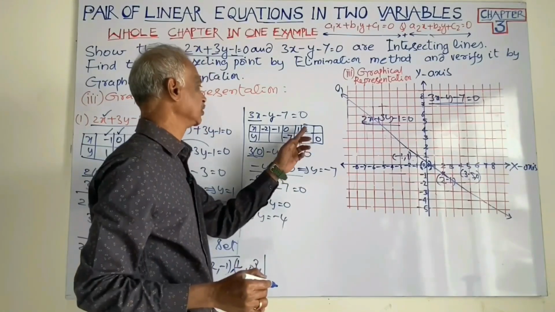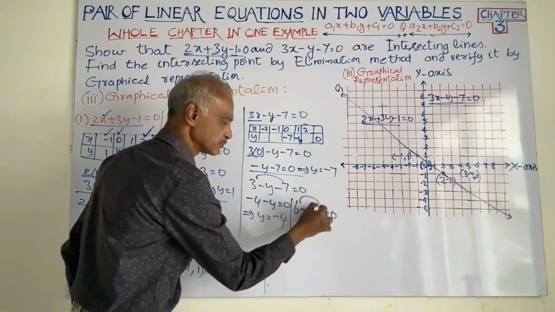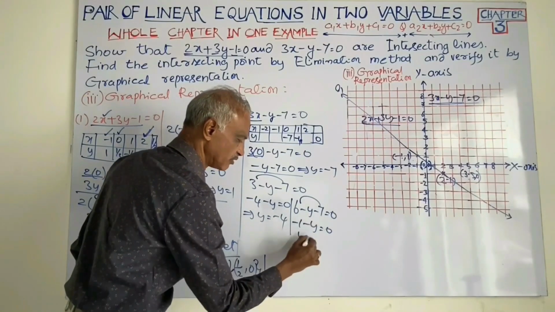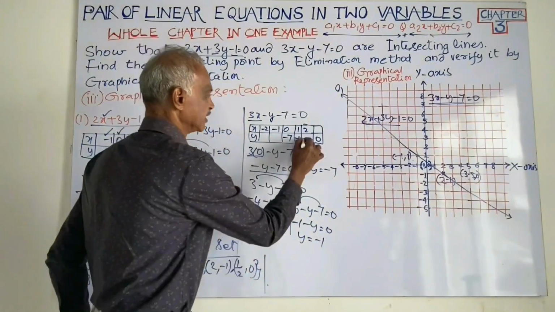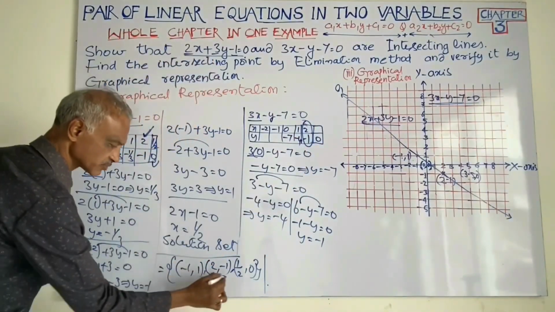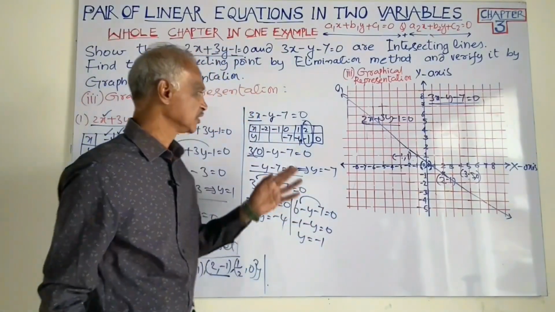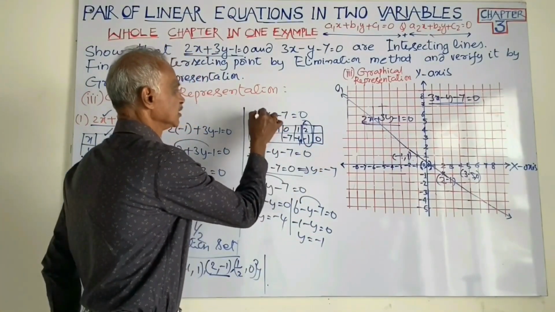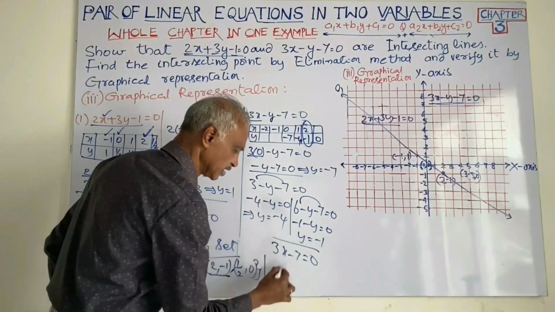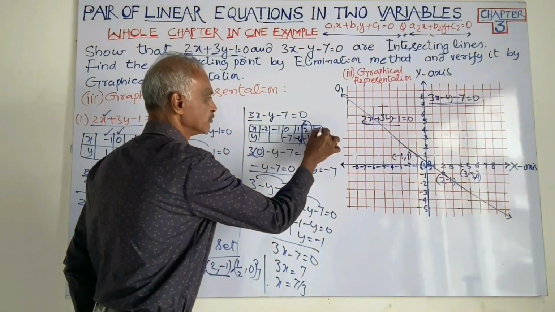You take 2: 3 into 2 is 6, 6 minus y minus 7 is equal to 0. 6 minus 7 is minus 1, minus 1 minus y is equal to 0, so y is equal to minus 1. That gives 2, minus 1. Anyway, this is the intersecting point. Here you got 2, minus 1, and here also you will get 2, minus 1. When you substitute y is equal to 0, 3x minus 7 is equal to 0, 3x is equal to 7, x is equal to 7 by 3.